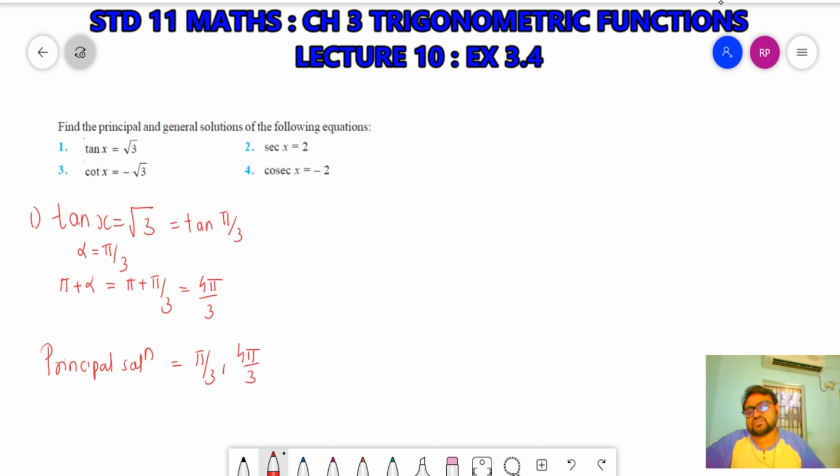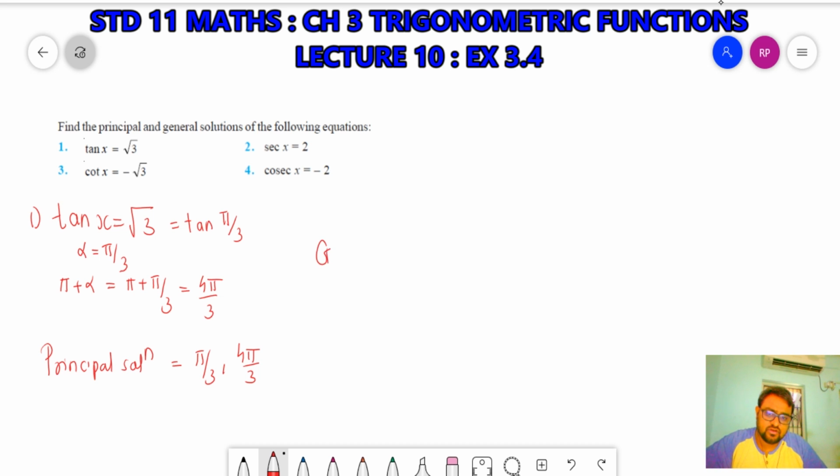Remember our technique: first find the angle alpha from the first quadrant, meaning alpha such that 0 is less than alpha less than pi by 2. Here it is positive, so we found that. Clear? Then alpha and pi plus alpha, for the first and third quadrant. Clear? Now for the general solution.